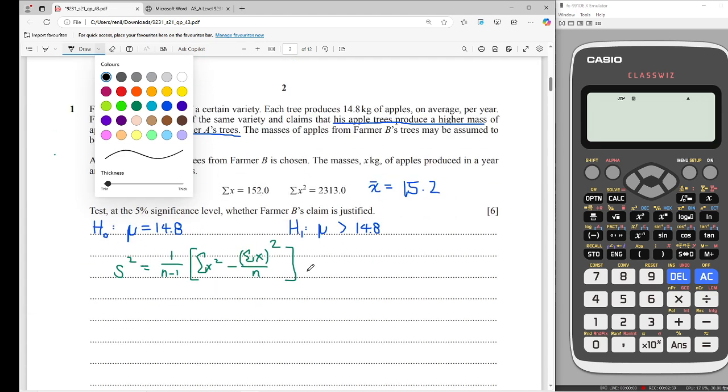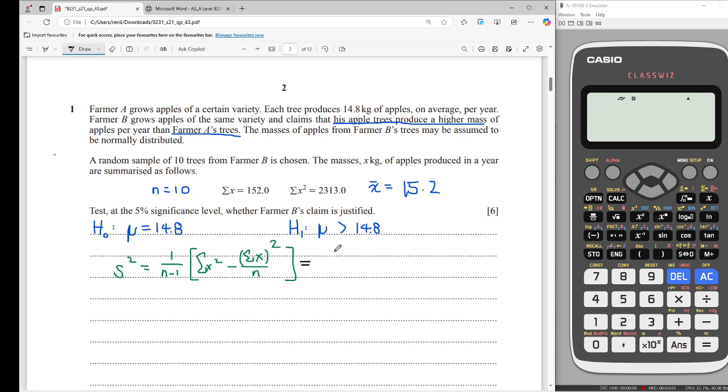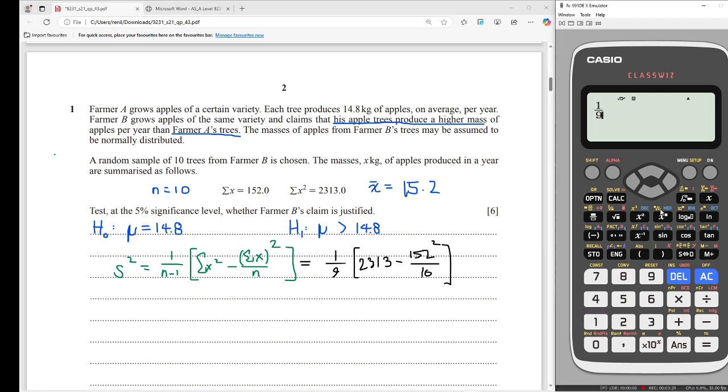It is equal to 1 by n minus 1, which is 1 by 9, bracket this with the sum of x squared being 2313 minus 152 the whole squared, divided by 10. So we need to plug this into our calculator. We have 1 by 9 multiplied by bracket 2313 minus 152 squared by 10, and we get here 13 by 45.